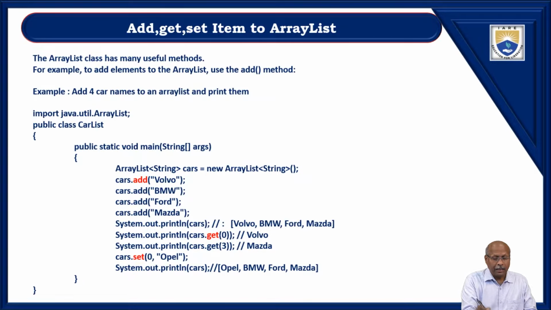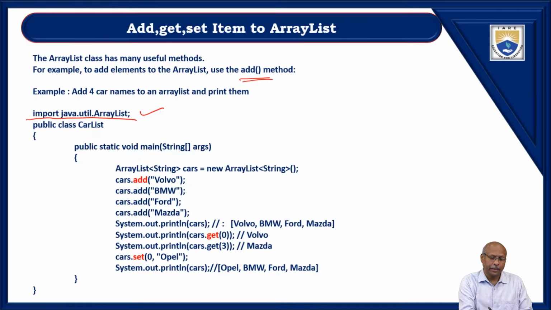Now the array list has many useful methods. For example, to add an element to the array list, we can use the add method. Now let us have a small program where you can use the add method. So let us define a class called CarList, where I will be storing all different types of car names in a single place. So if you want to write a program, first of all you have to import java.util.ArrayList, because this is the one which you will be using in the program.